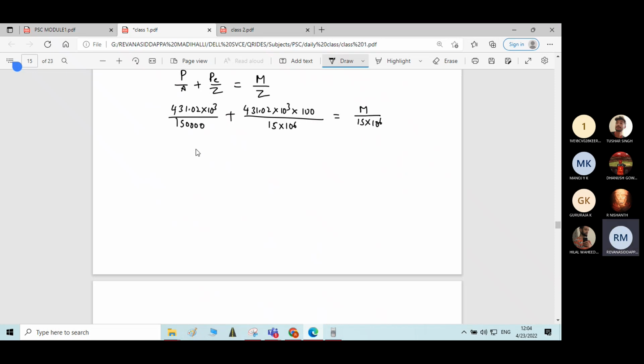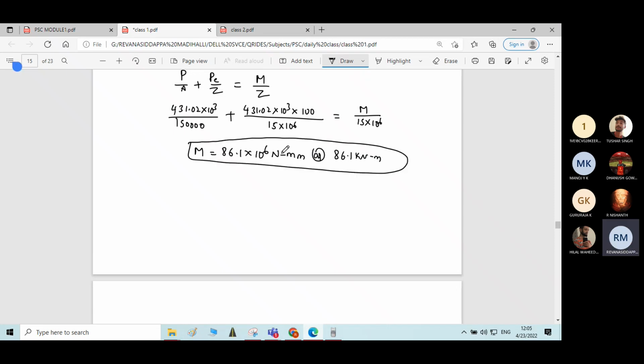Now m is the only unknown factor. If you calculate for m, that is the bending moment, you will get the answer as 86.1 into 10 power 6 Newton millimeter, or in terms of kilonewton meter, 86.1 kilonewton meter.